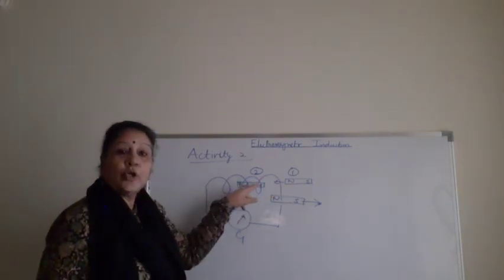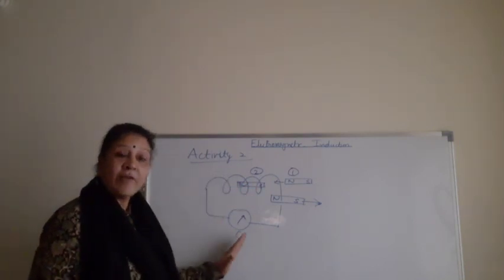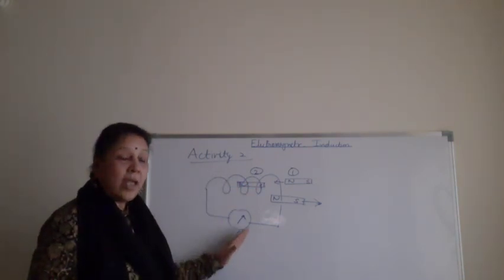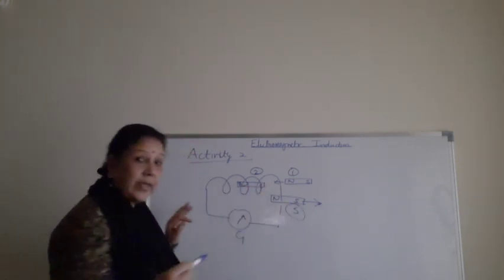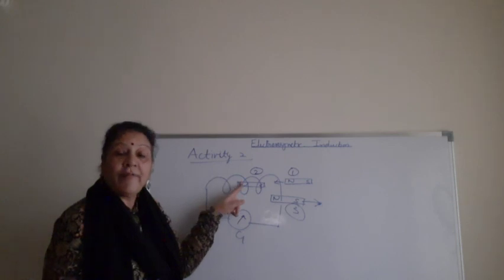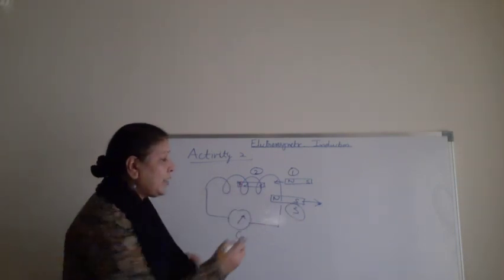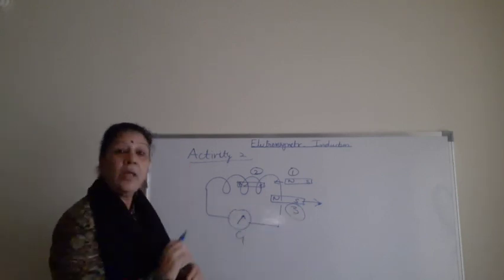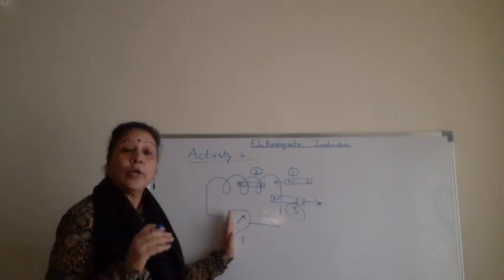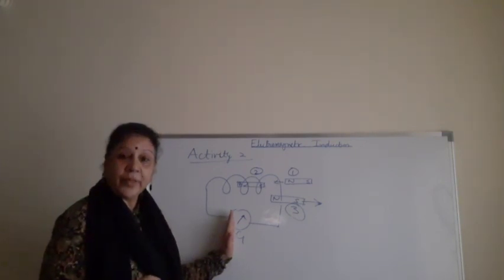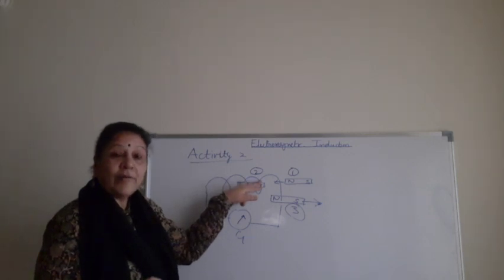So there are 3 steps. One, I introduce or push the magnet inside the coil. There will be a deflection in the galvanometer. When I hold it there within the coil, no deflection means no current in the coil. Third, when I pull out the magnet, I see the deflection but to the other side. So why does it happen?